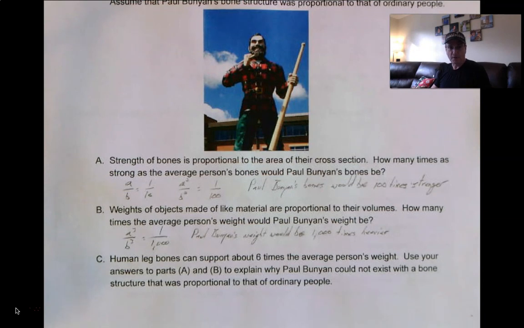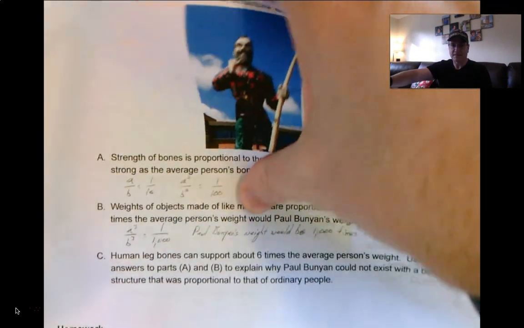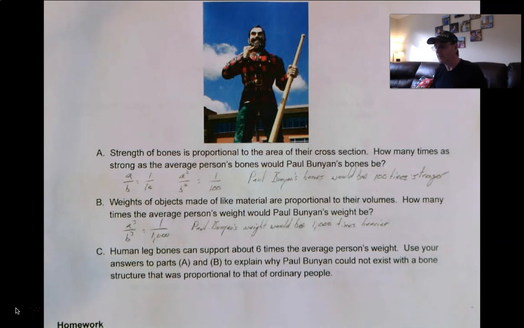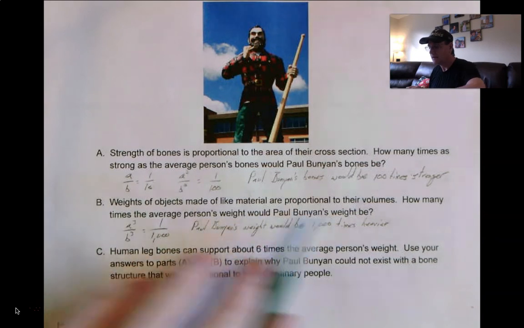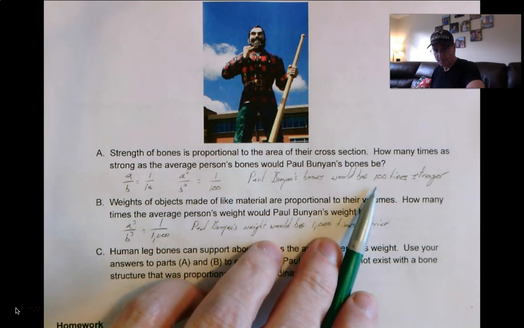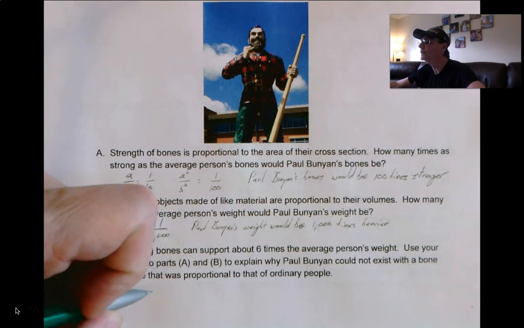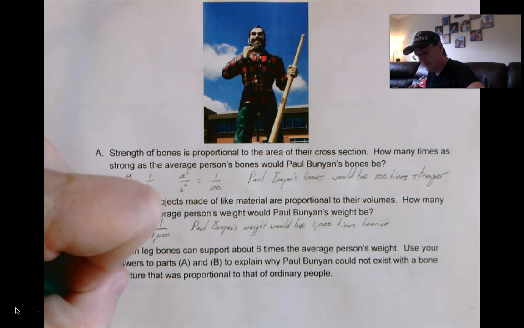Okay. Human bones can support about 6 times the average person's weight. Use your answer in parts A and B to explain why Paul Bunyan could not exist with a bone structure that was proportional to that of ordinary people. Well, 6 times, he's 100 times stronger. Okay, that's 6 times 100. He can hold his weight.